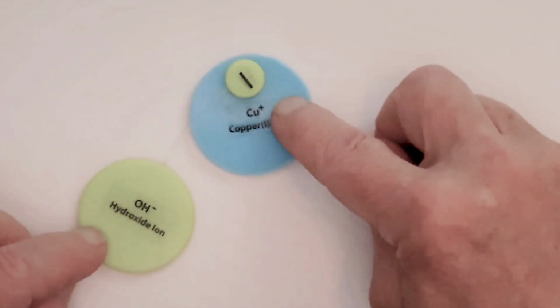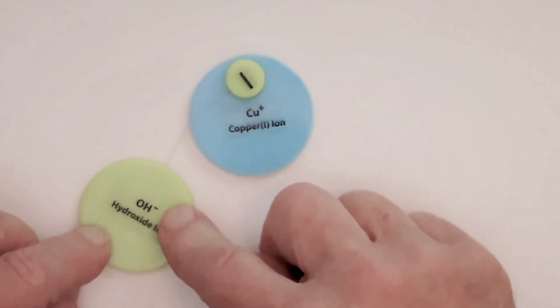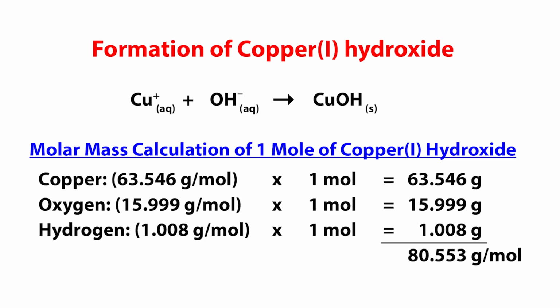There's going to be one copper, one oxygen, and one hydrogen. And you can see that in the molar mass formula, 63.546 and almost 16 and 1, and it adds up to a total of 80.553. Now, bear in mind, this is with 3 decimal places. Okay, chances are you're not going to have that many, and you may have a slightly different answer, and that's a rounding error. Now, let's do copper 2.